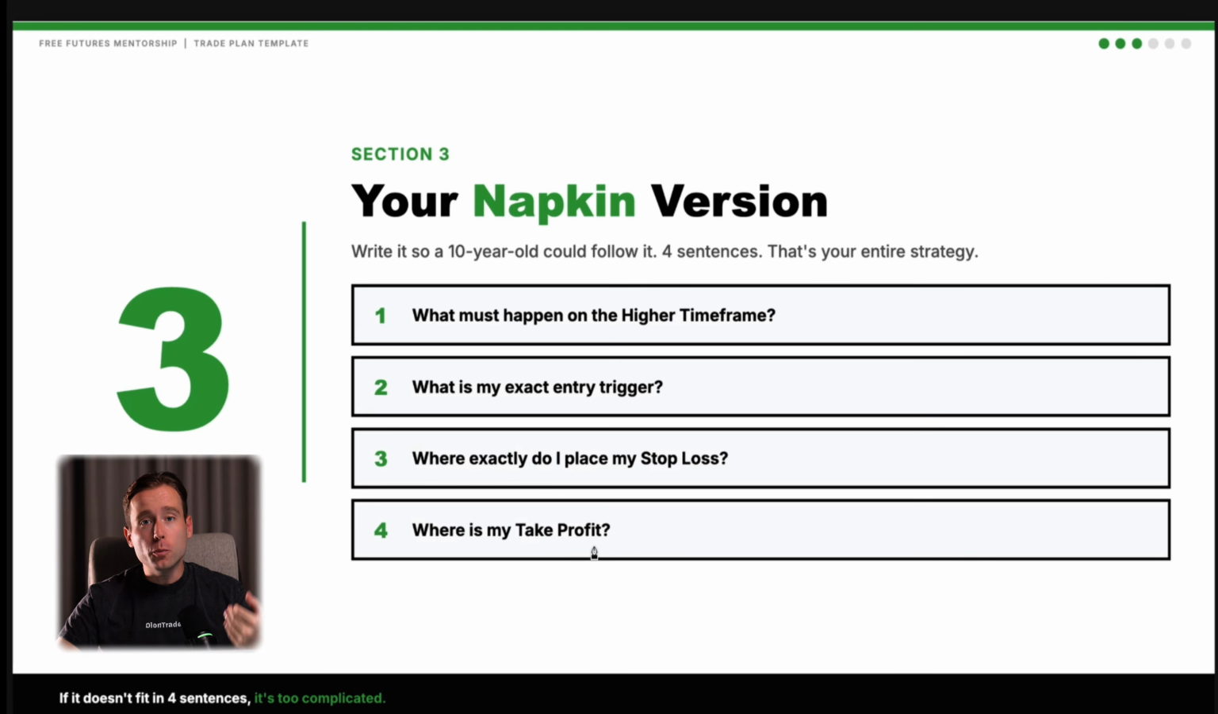The third section should be your napkin version. In the next episode of this futures mentorship, we'll dive deeper into the napkin. But the napkin version is basically a plan a 10-year-old should be able to follow. Just 4 simple sentences. What must happen on a higher time frame? What is your exact entry trigger? Where do you place your stop loss? Where do you place your TP?